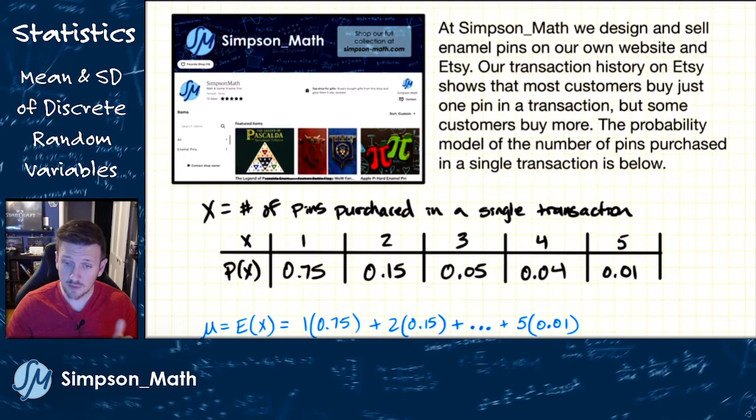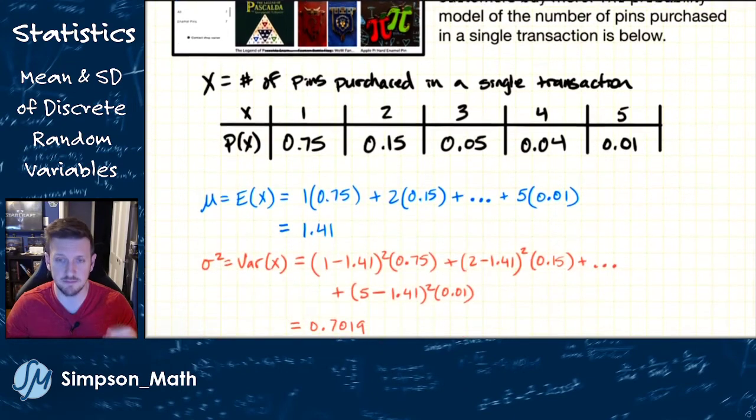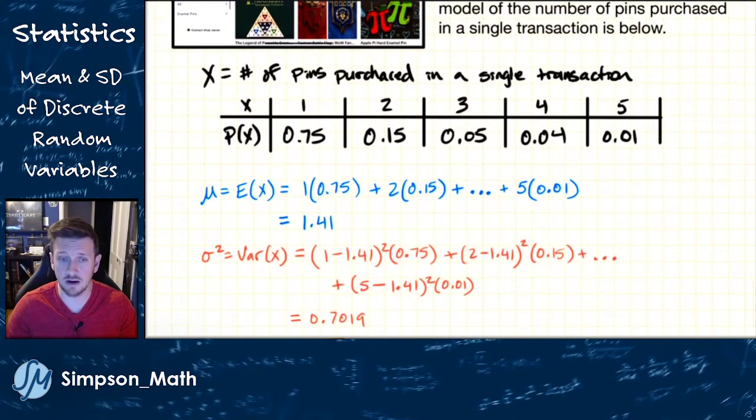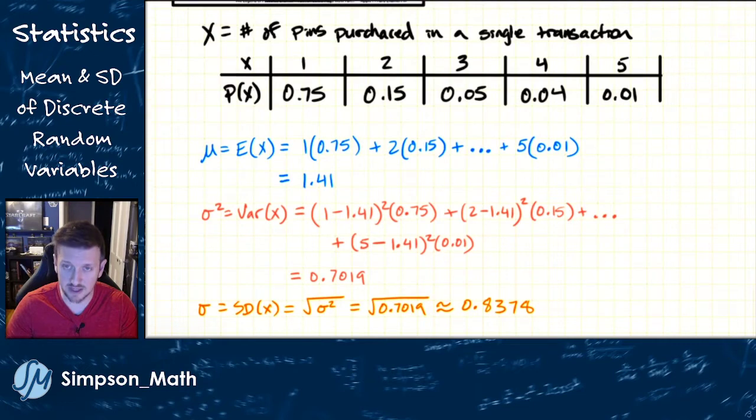So there's our distribution. Notice this is in a transaction, so I'm not counting the people who came to our website, saw it, and went, nah, not today, or they just favorited it and moved on. So these are the total of the people who have made transactions. So let's find our expected value and standard deviation.